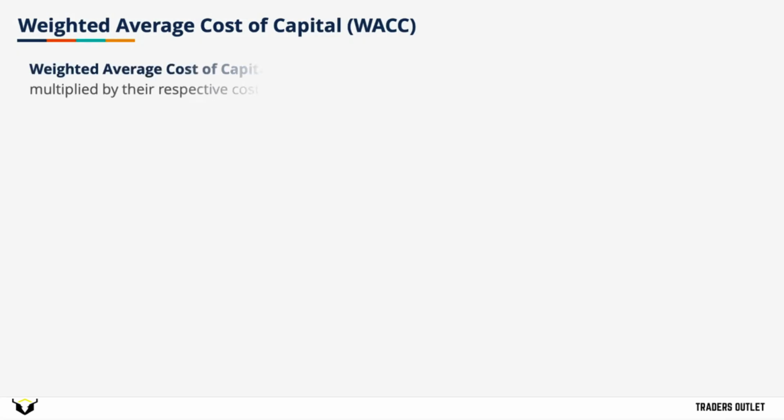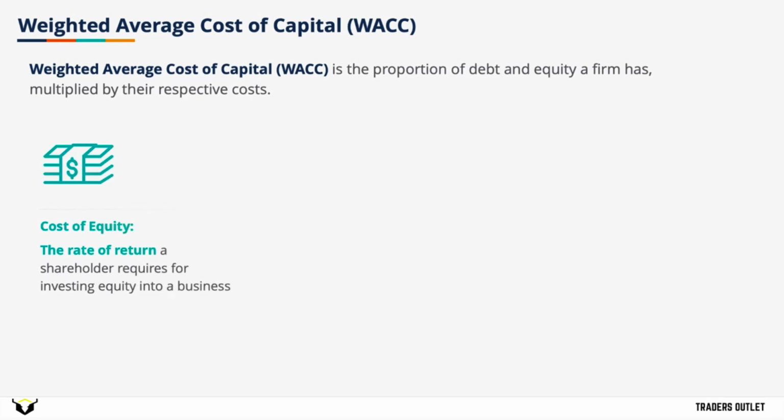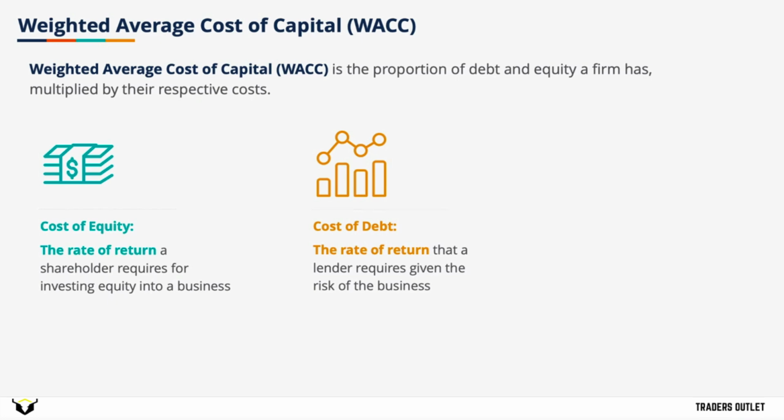Weighted average cost of capital is simply the proportion of debt and equity a firm has multiplied by their respective costs. The cost of equity is the required rate of return that shareholders expect for investing in the business given its level of risk. The cost of debt is the required rate of return that lenders want for investing in the business given its risk.